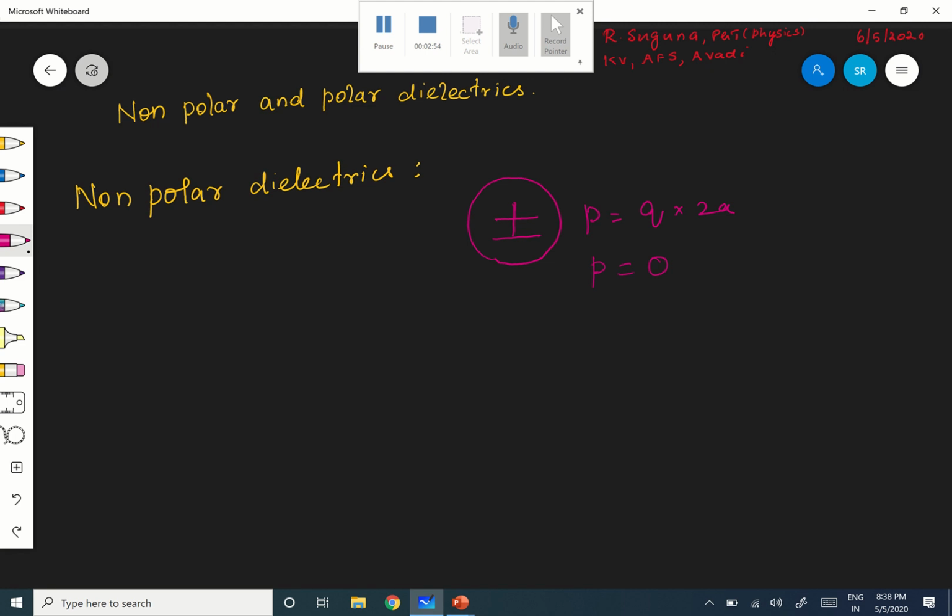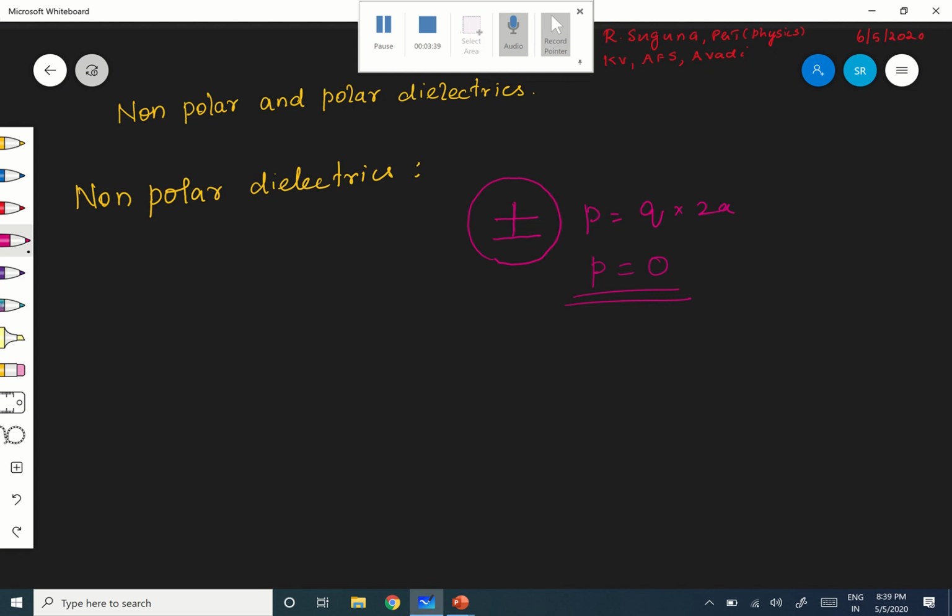Therefore, in the case of non-polar dielectrics, the center of mass of positive charge coincides with the center of mass of the negative charge in the molecule. Therefore each molecule has a zero dipole moment in its normal state. It doesn't have any dipole moment of its own. At normal state, without any influence, the dipole moment of each and every molecule of non-polar dielectric is equal to 0. Such molecules are highly symmetric in shape.